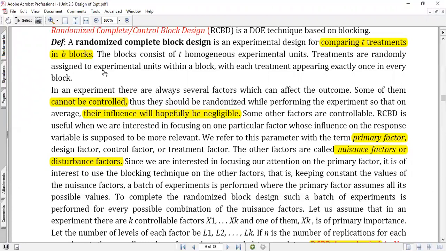Now to identify what is what, we have some terminology here: primary factor and nuisance factor. Nuisance factor, you can also call it disturbance factor. Primary factor is also known as design factor, control factor, or treatment factor, but usually we call it a primary factor.